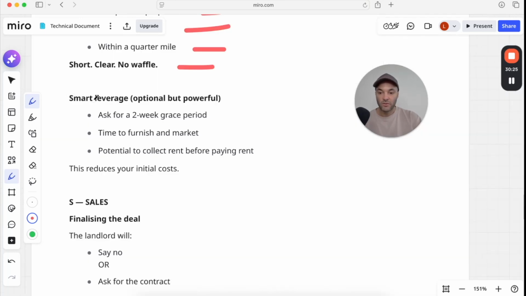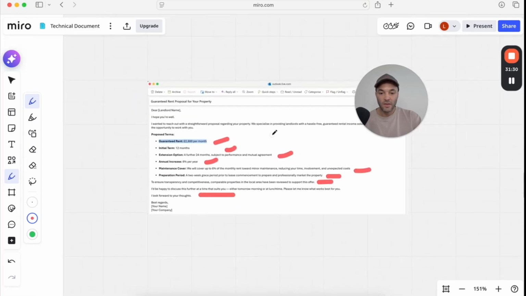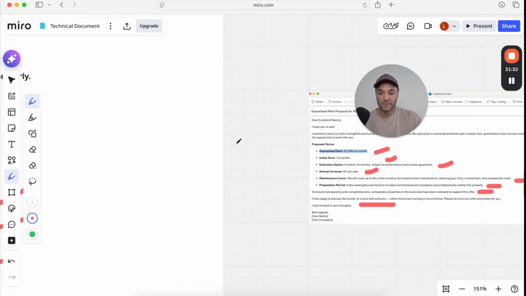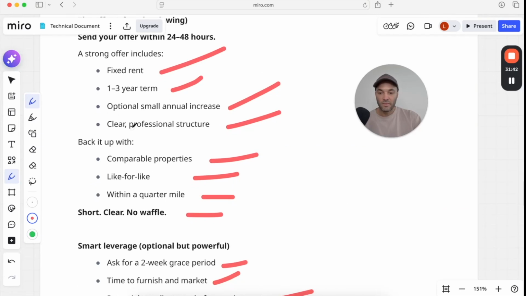You want to use smart leverage, so make sure you ask for a 2-week grace period. And if you furnish and market the property quickly, you may even be able to do some viewings, and you may even be able to collect some rent before you have to pay, which reduces your initial startup cost. So that's how you present your offer. You do it over email, just like this, and you make sure you include these points here.